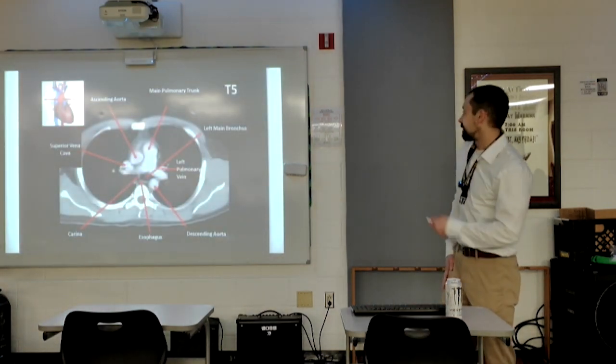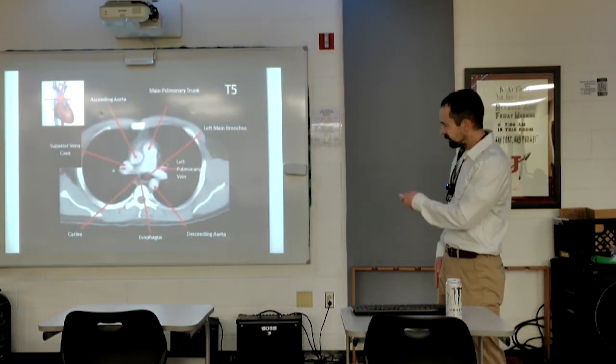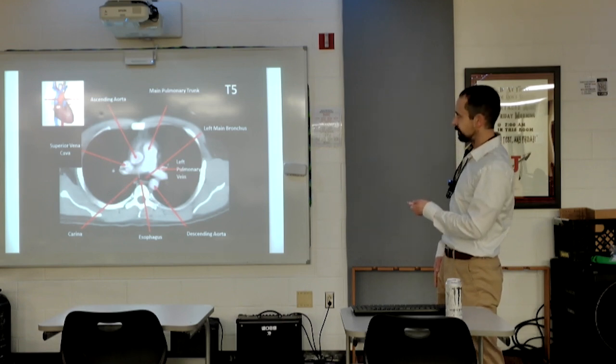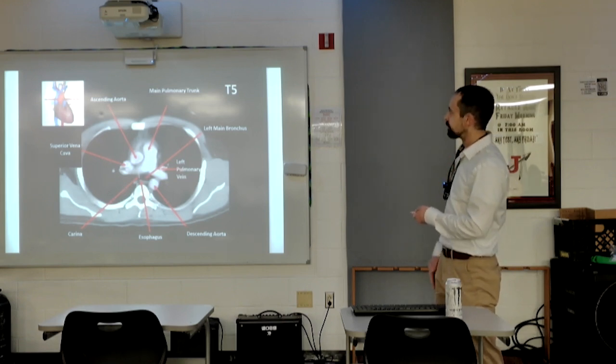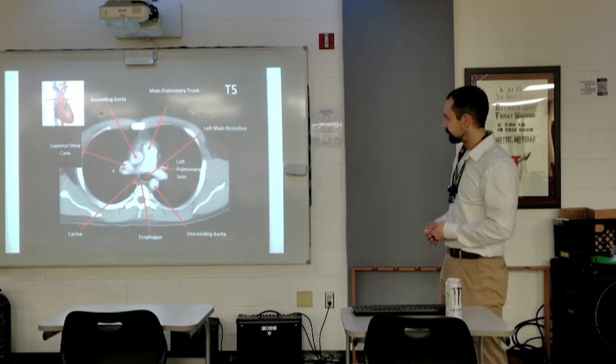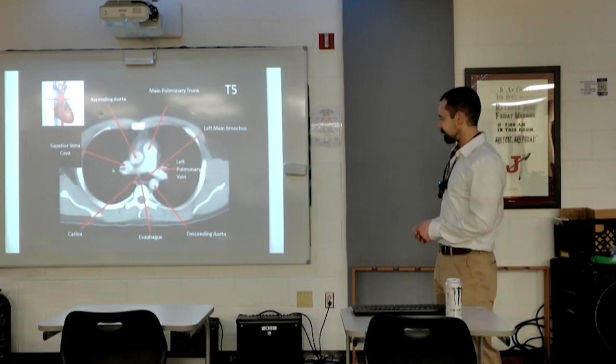Okay, this is an axial CT of the chest. Little diagram up here shows you where it is. So we're above the heart, cutting across this way, going through the major arteries that leave the heart and go to the heart. So it's a quick little anatomy lesson here.